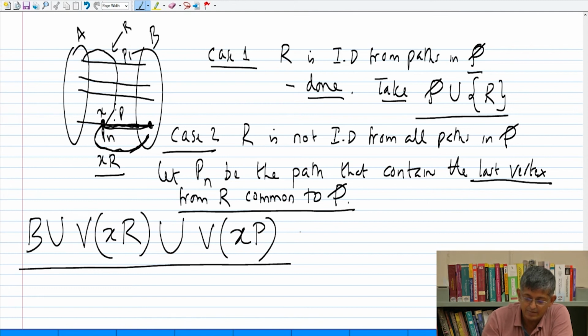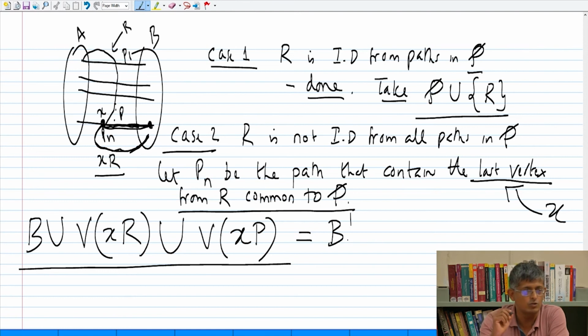Consider B prime. This vertex is called X, and X is here. Consider B prime to be this one. I am out of time. Now I will show the induction conclusion and I will stop, and then when we meet later in the day I will complete the proof. Fine.